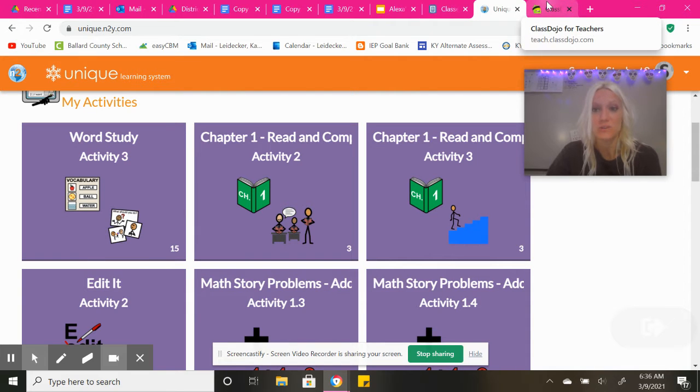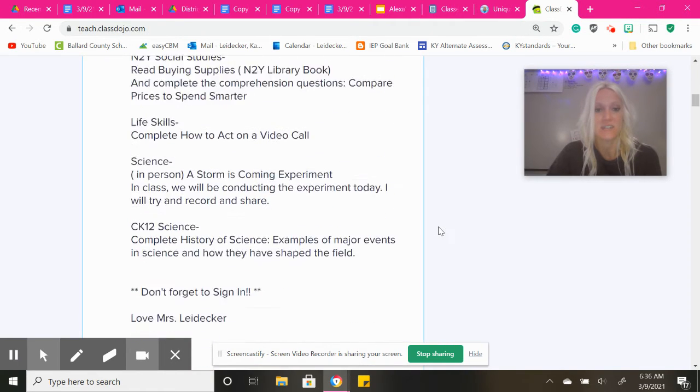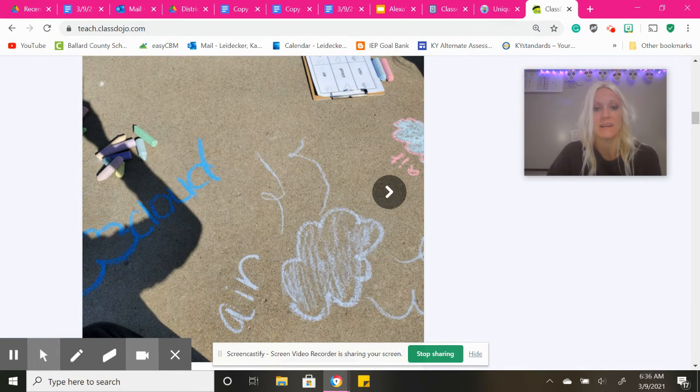Now, I do want to show you that yesterday we all went outside and we did our vocabulary words outside with sidewalk chalk. We wrote the word and we drew the image. And today we're going to do the definition outside. So if you want to create maybe some flashcards for yourself, you can do that as well.